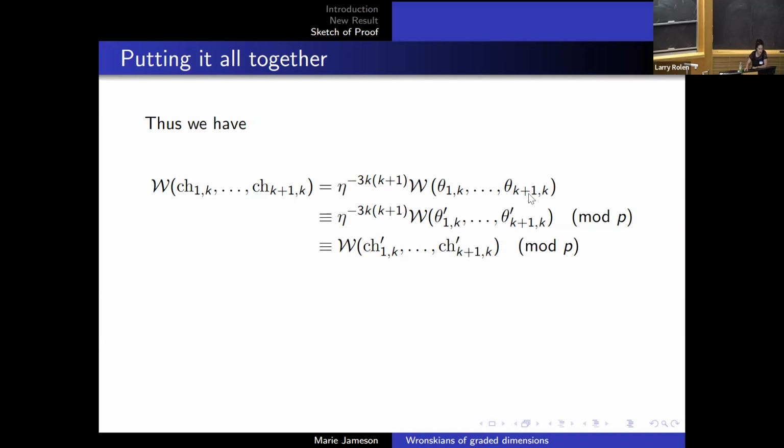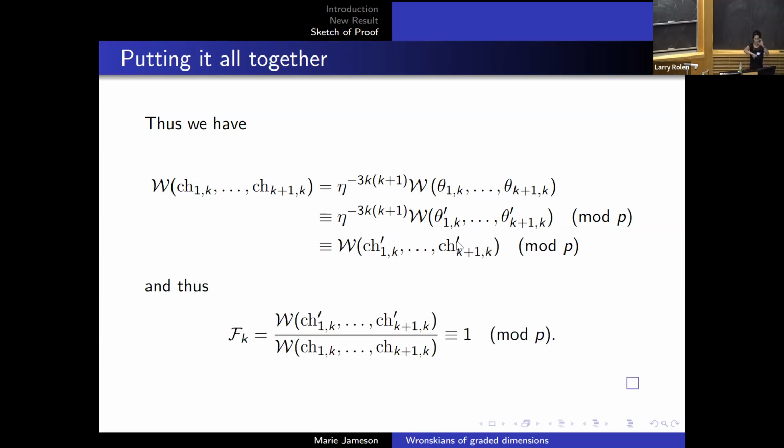And now this thing is congruent mod p to this thing from the thing that I said was painless, the first key observation I had. And then this last congruence mod p was what we did on the previous slide. And so that tells me that the Wronskian of these characters is congruent mod p to the Wronskian of these derivatives. And so when I take the quotient, I get 1 mod p. Okay, so hopefully, modulo proving that lemma, we have proved the conjecture.